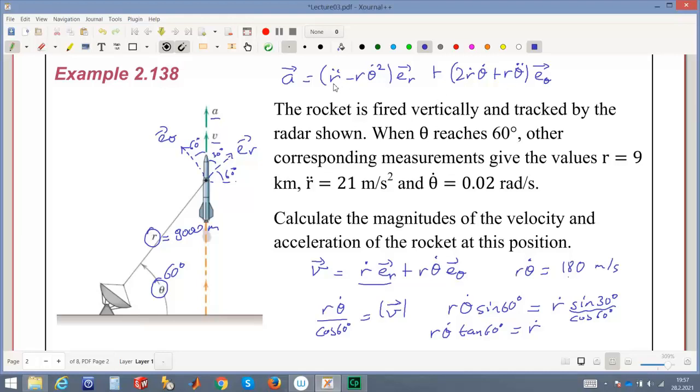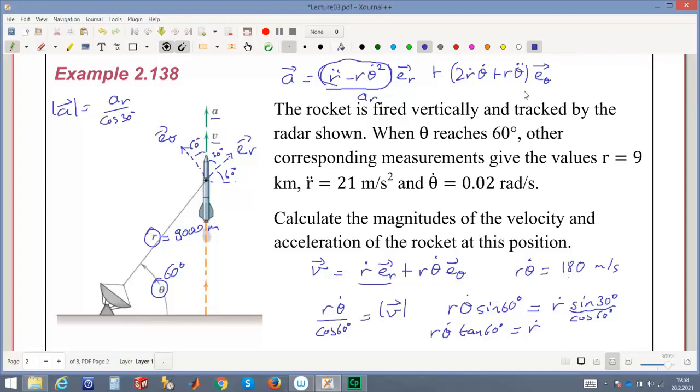Okay, let's move back here. I know r double dot, I know r, I know theta dot. So that means I can calculate this component already, which is a_r component. If I can calculate the a_r component, then the acceleration's magnitude is equal to the a_r component over cosine 30 degrees. So that's the solution basically.